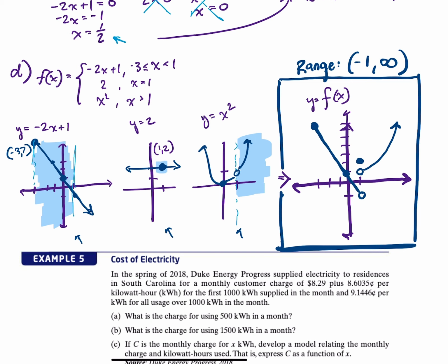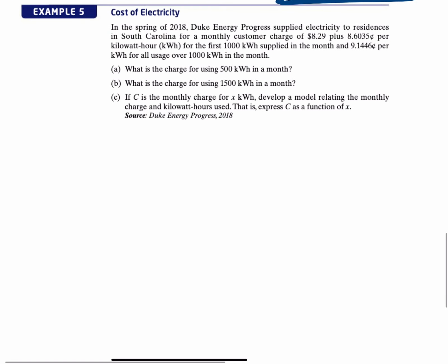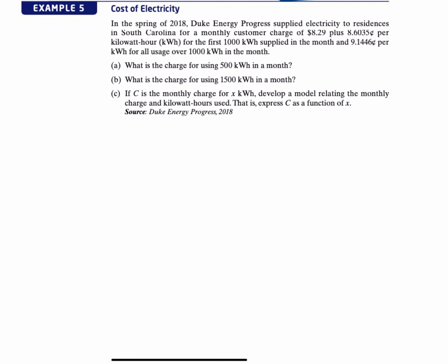All right, let's finish off by looking at an example, some kind of application. So this is around the cost of electricity. Electricity plans can be complicated. A lot of times there's very complex pricing plans for utilities and things like that. So let's see. It says in the spring of 2018, Duke Energy Progress supplied electricity to residences in South Carolina for a monthly customer charge of $8.29 plus 8.6035 cents per kilowatt hour for the first 1,000 kilowatt hours supplied.